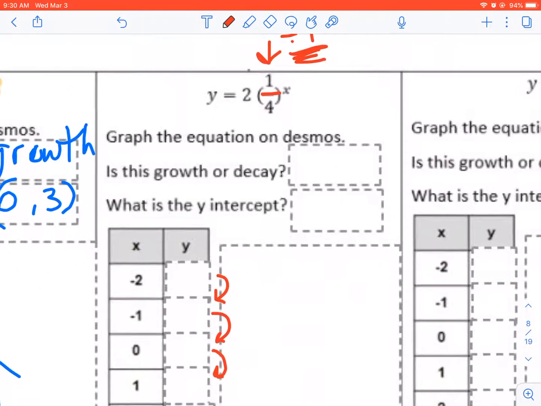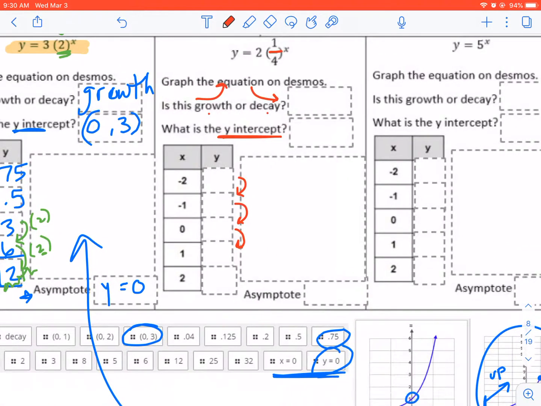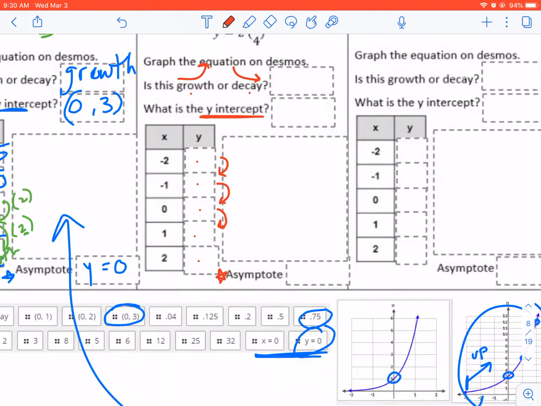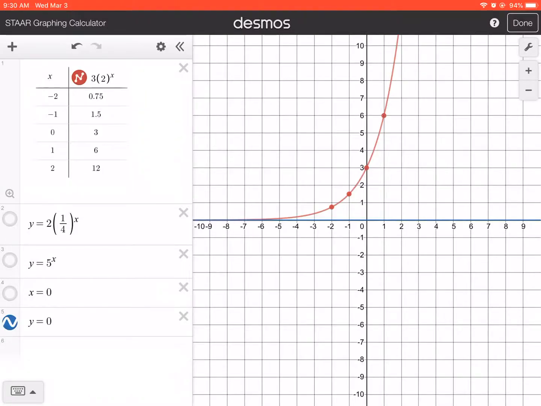So you guys are going to type this equation in. You are going to decide if it's growth or decay. Remember, growth goes up from the left. Decay is going to be going down. You can tap on the y-intercept to actually see where it is. You're going to match your graph by looking at all of these specific points. And your asymptote, remember for Algebra 1, is going to stay the same. Y equals 0. And again, you can type that in to make sure, and you can zoom in to see if it's actually touching.